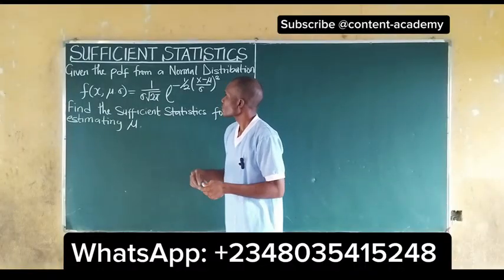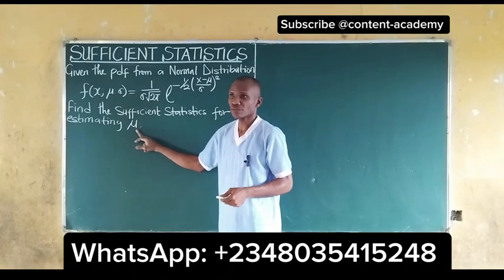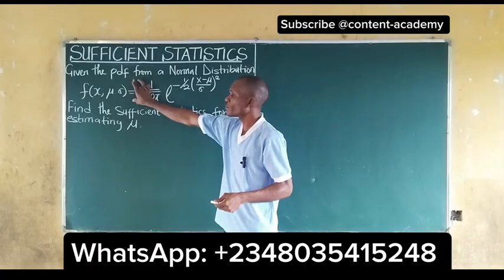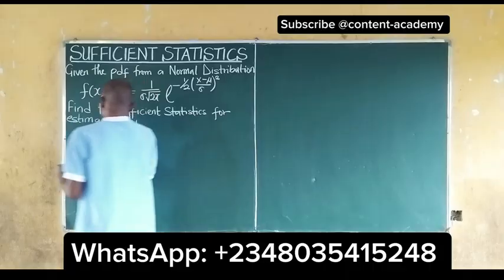In this video, we shall find the sufficient statistics for estimating mu, that is the mean, given the PDF from a normal distribution. Solution.